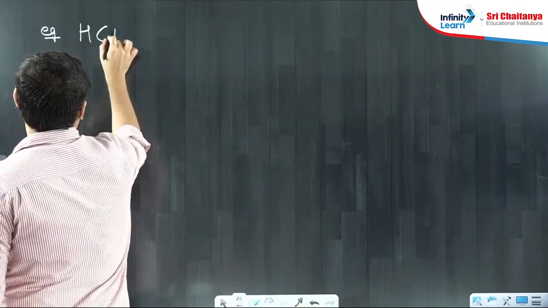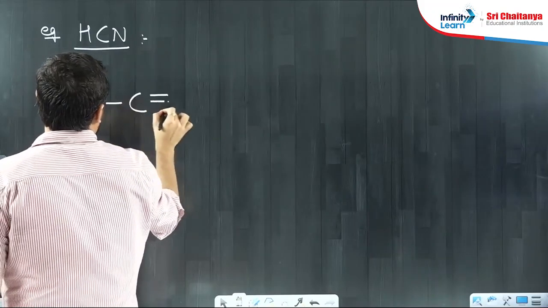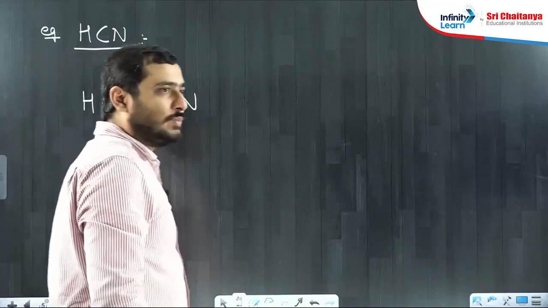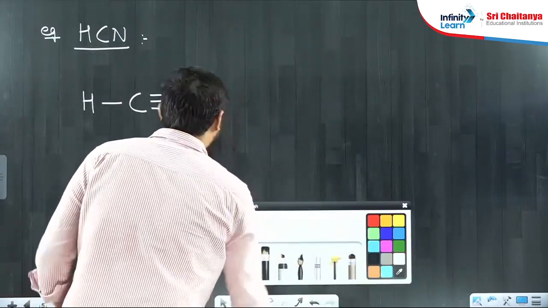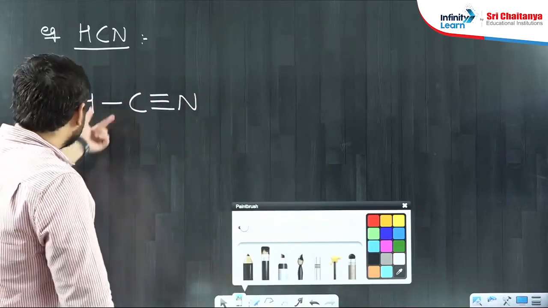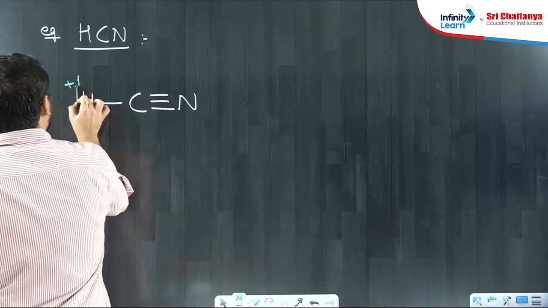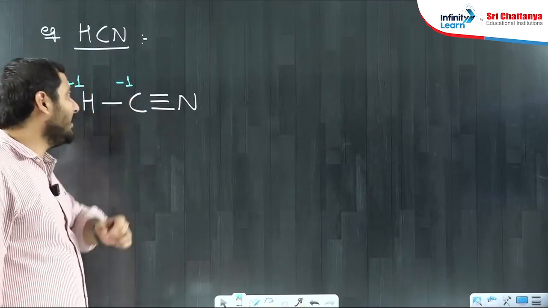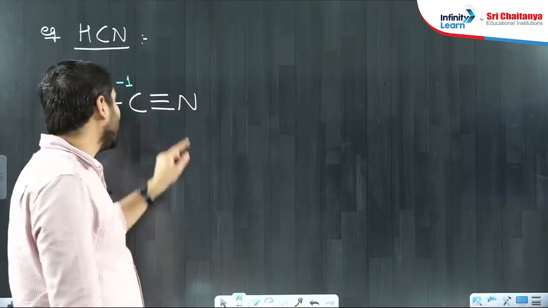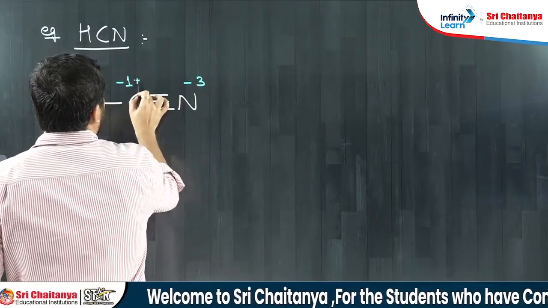Let us take the first example, the HCN molecule. What is the structure? Hydrogen, carbon, triple bond, nitrogen. First we have to break the carbon-hydrogen bond. Which is more electronegative? Carbon. Which is less electronegative? Hydrogen. So hydrogen will get +1, carbon will get -1. So we have broken the single bond. Now break the triple bond between carbon and nitrogen. Nitrogen is more electronegative than carbon, so nitrogen will get -3 and carbon will get +3.